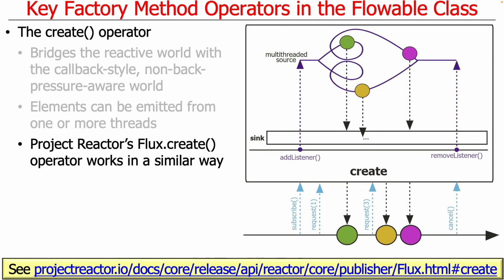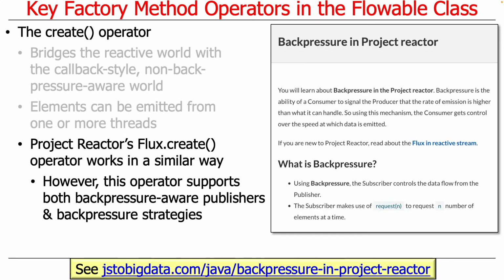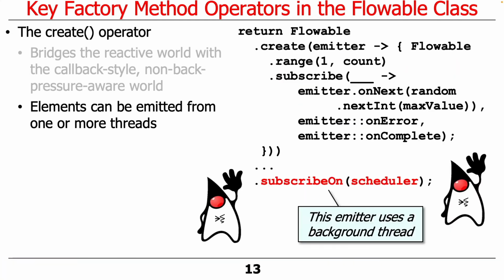Project Reactor has a create method that's very similar to the one that we've got in Flowable. However, this particular operator is interesting in that it supports both back pressure aware publishers and back pressure strategies, whereas the Flowable create operator only supports back pressure strategies, but it's for non-back pressure aware publishers. What the heck does that mean?